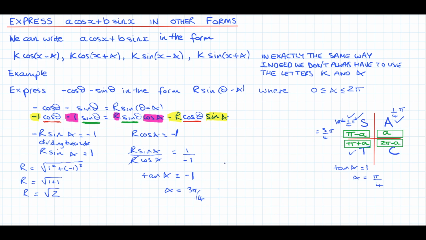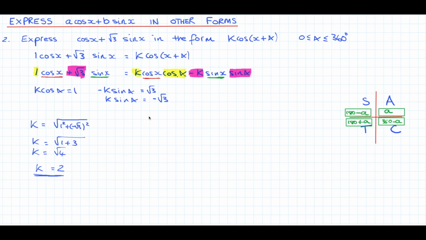We had minus cos theta minus sin theta is equal to r sine theta minus alpha. R sine theta minus alpha, minus cos theta minus sine theta, is equal to r, then we found that to be root 2, sine theta minus 3/4 pi.